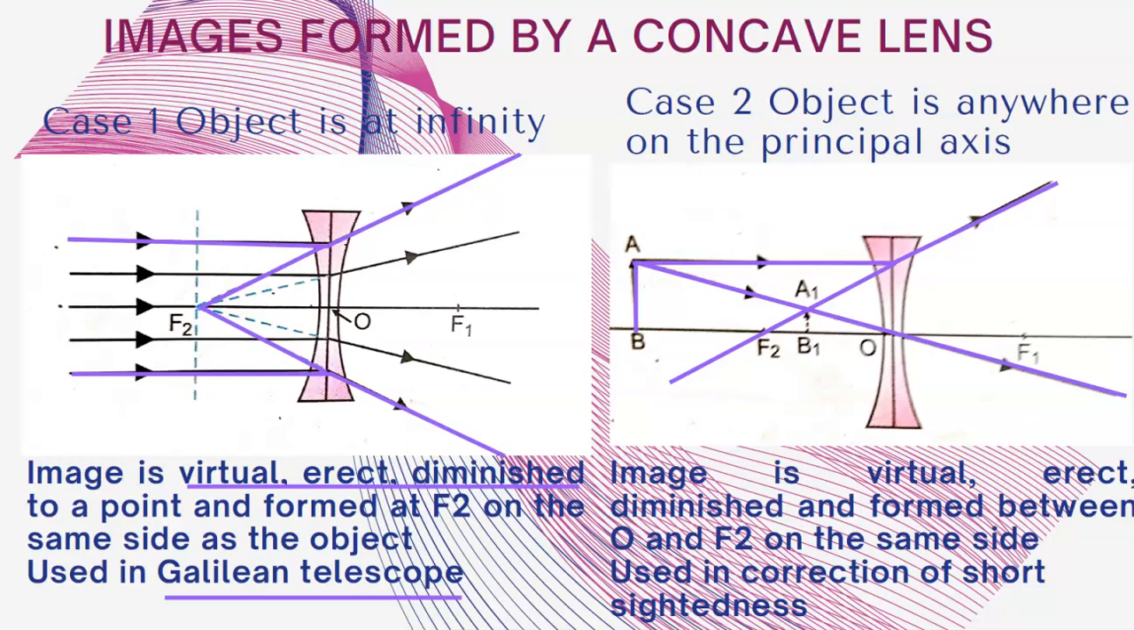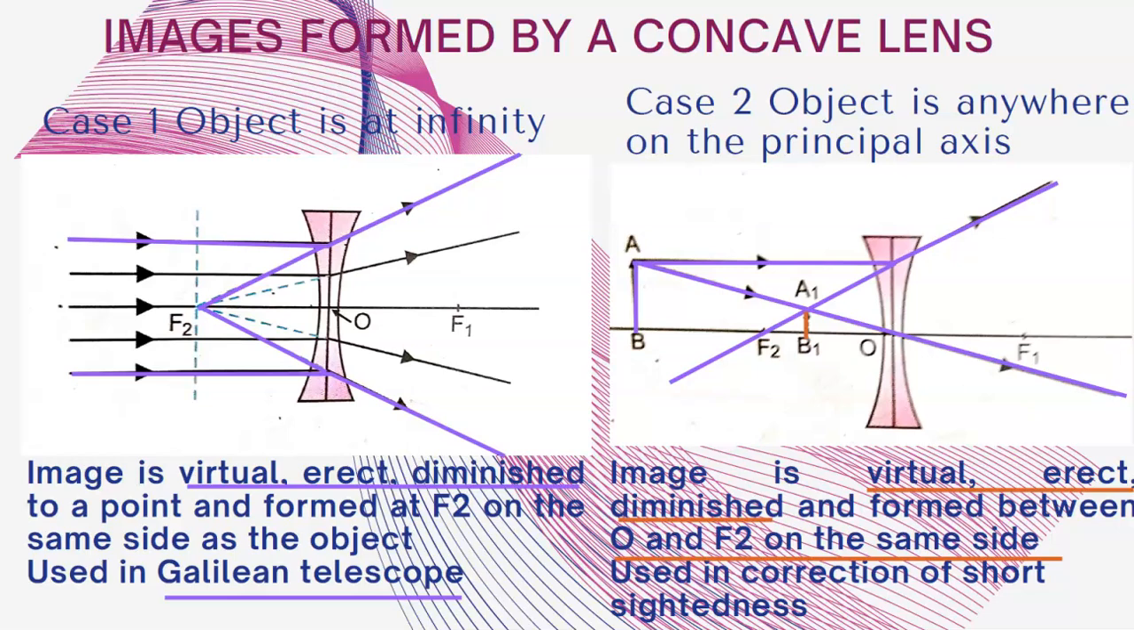Now we can see both the rays are meeting at a point, and here is where the image is formed. A1, B1 is the image formed. Again, the image is formed on the left hand side by pulling the ray backwards, and hence it is a virtual image. So if we talk about the characteristics of the image formed, the image is virtual, it is erect, it is diminished, and it is formed between O and F2 on the same side as the object.